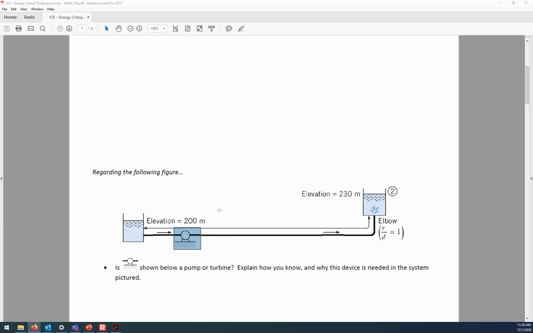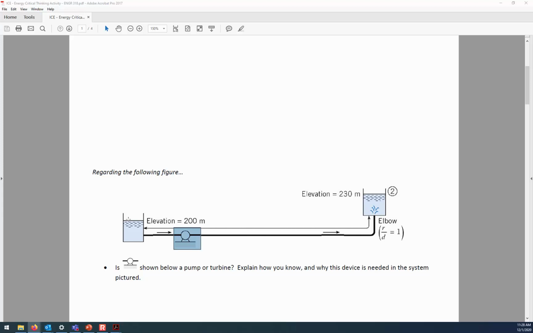My guess would be a pump. You're right. What made you guess that? The direction of the fluid, it's going uphill at a certain point. Yep, exactly. It wouldn't be able to go uphill unless something was adding energy.